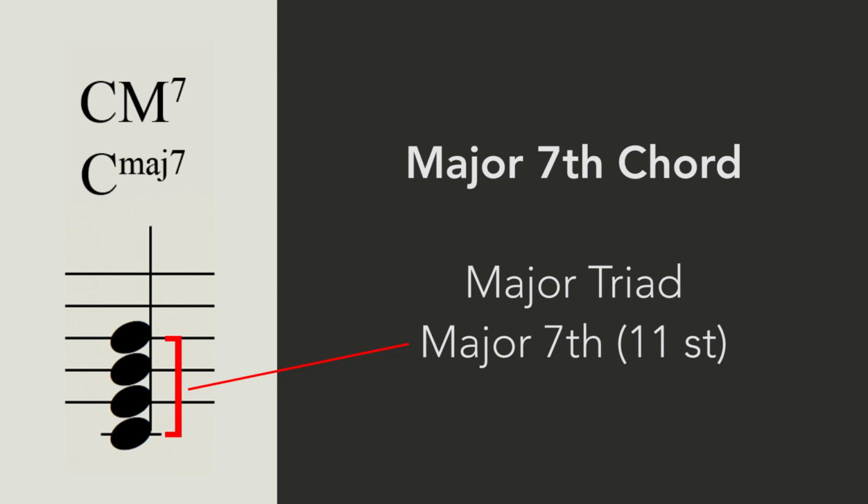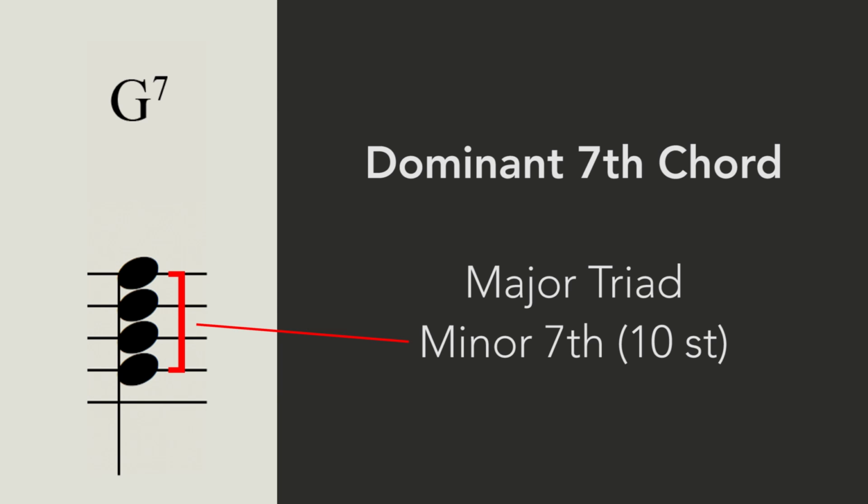A major seventh chord is a major triad with a major seventh on top. That means that the distance from the bottom note to the top note is 11 semitones. A dominant seventh chord, which we talked about before, starts with a major triad as well, but they have a minor seventh on top. So that means the distance from the bottom note to the top note is 10 semitones.